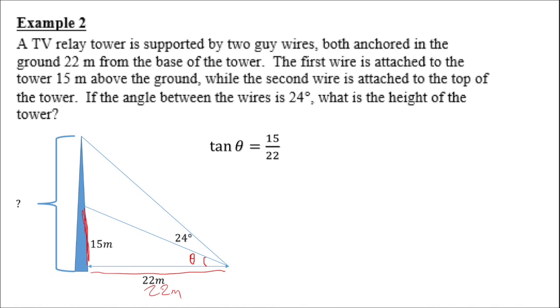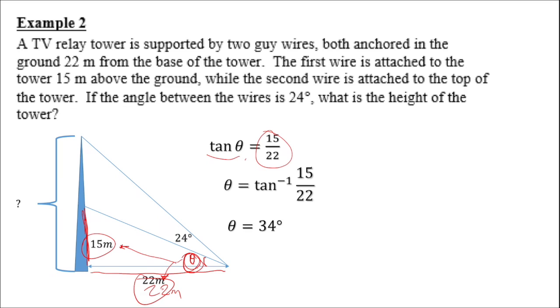So that there is 24. We don't know what this angle is. So the first step is, we have 2 sides. Find out my angle. Now relative to this angle here, theta, we have our adjacent and our opposite. So we use tan of theta equals opposite over adjacent. And to find our angle, we use the inverse tan function. We plug that into our calculator, we get theta equals 34.